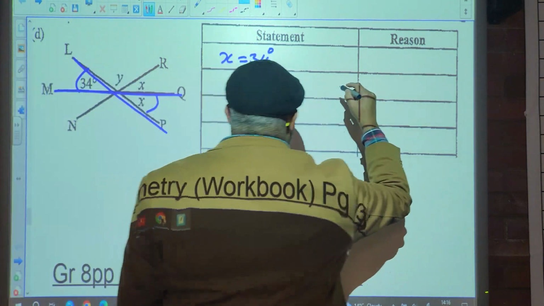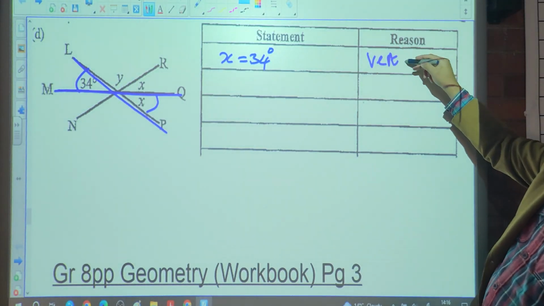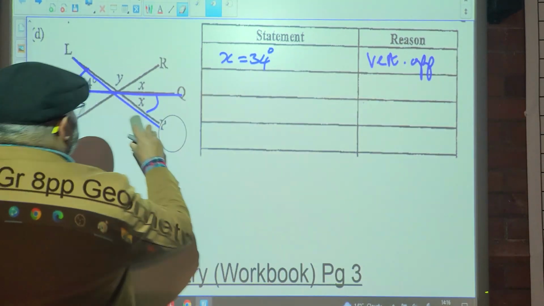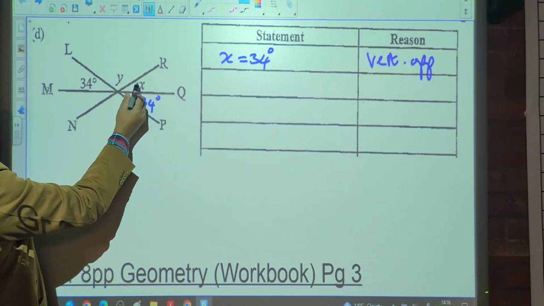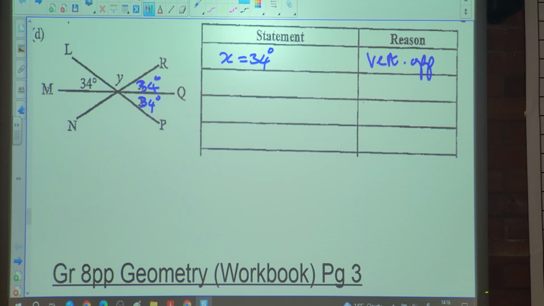I think I must give you a class test for this, understand? Vertically opposite. Right. People, so if x is 34 here, what's the size of this x? Also 34. You see that, people? Because the x's are the same. You all agree all your x's are the same? No. Not all your x's are the same.